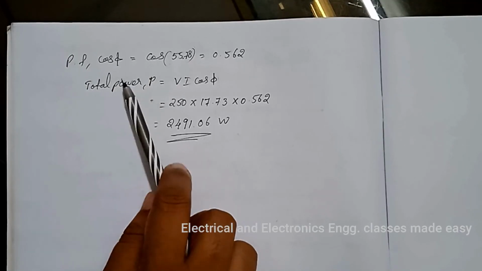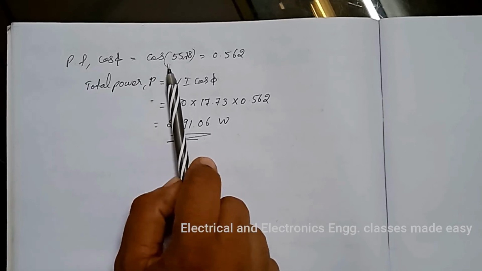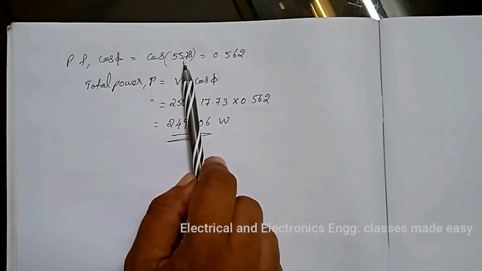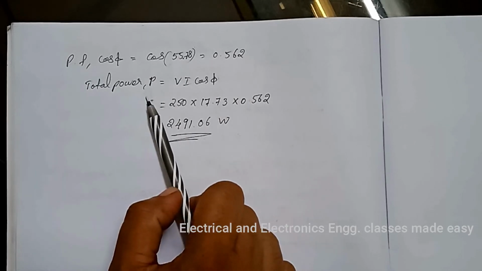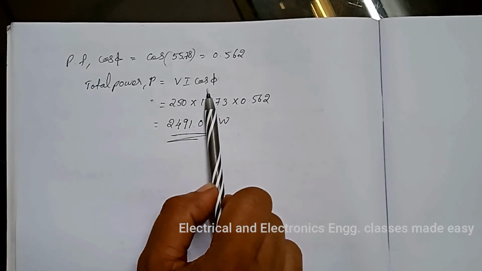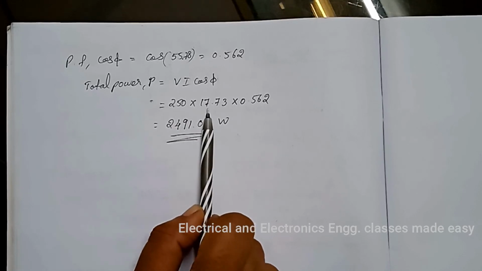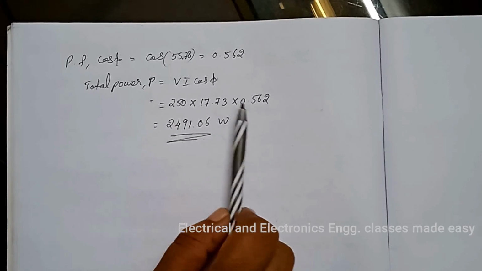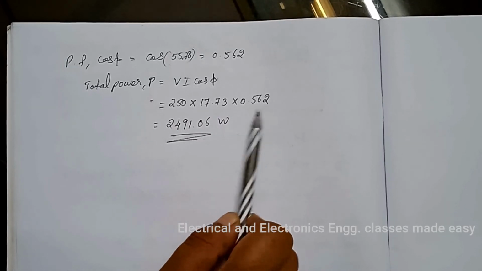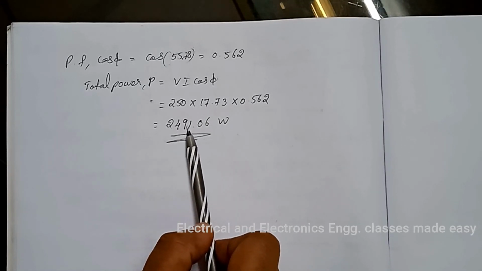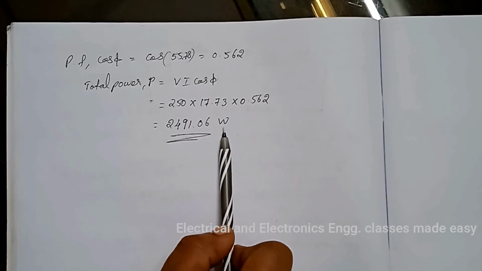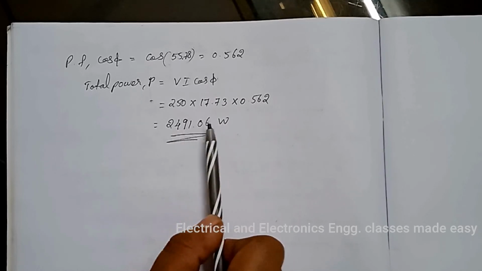Now the power factor cos phi is equal to cos of the angle, that is cos 55.78 equal to 0.562, and the total power P is equal to VI cos phi, that is 250 into 17.73 into 0.562, that is equal to 2491.06 watts or 2.5 kilowatt.